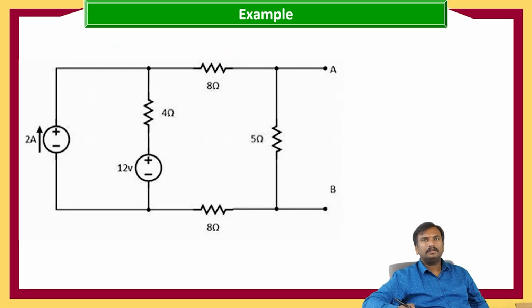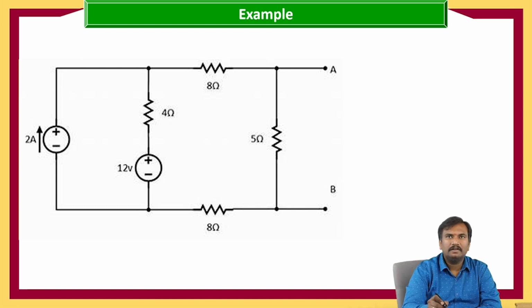Now, here also we need to calculate the Norton's equivalent between the terminals A and B. So, in order to calculate Norton's equivalent between A and B terminals, first we need to calculate Norton's resistance. For Norton's resistance, this is the current source. We have to open circuit this current source and short circuit the voltage source. When this current source is open circuited, our circuit will become like this.